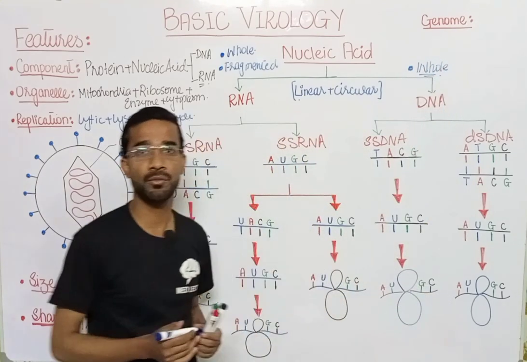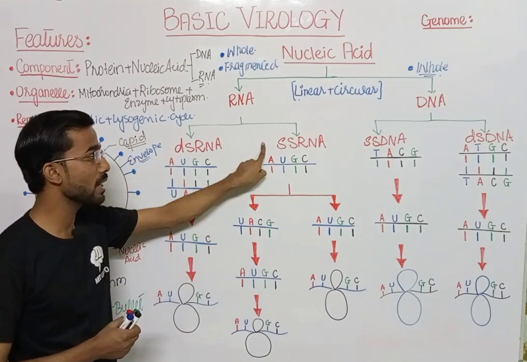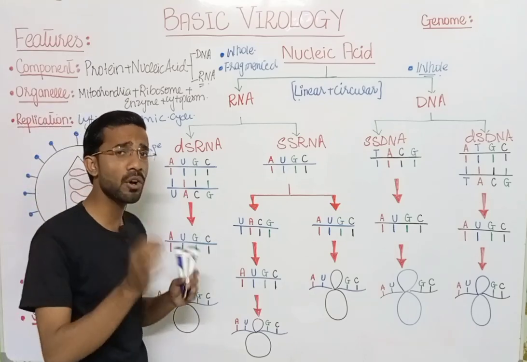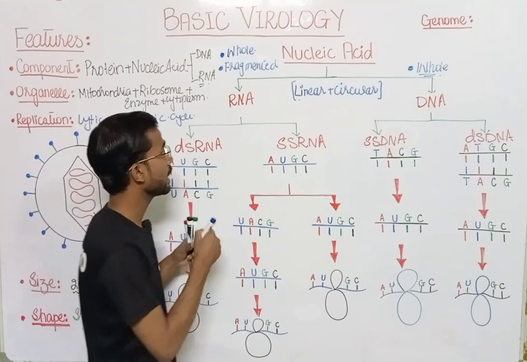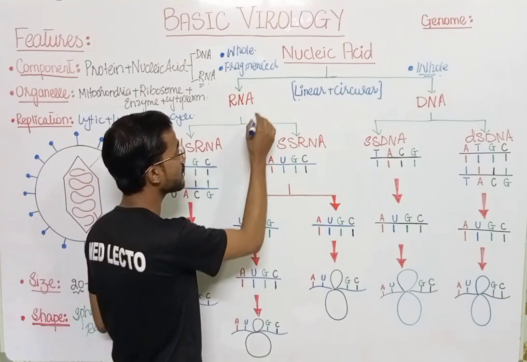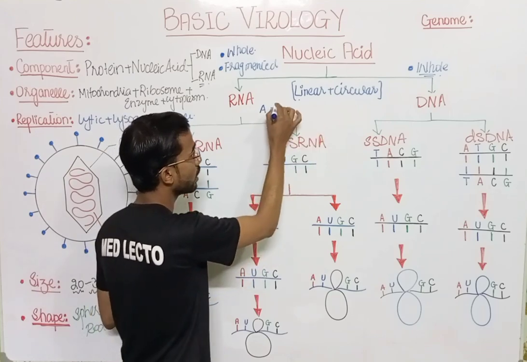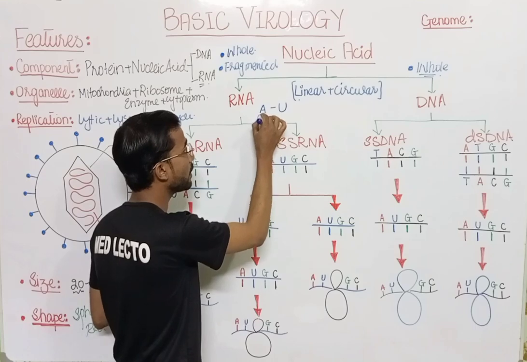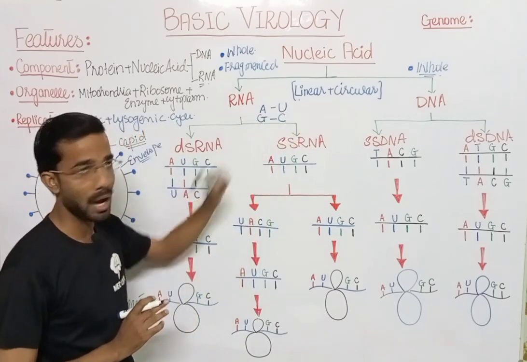There is no fragmented form of the DNA. If we talk about, first of all, single-stranded RNA, then you will see... Before we discuss the RNA, you should know that in the RNA, adenine will be opposite to uracil and guanine will be opposite to cytosine. This is the case of RNA.